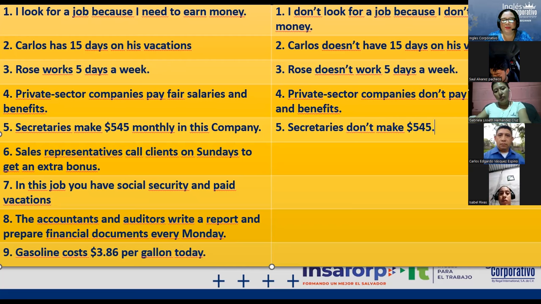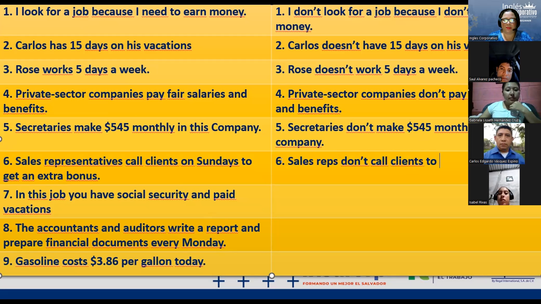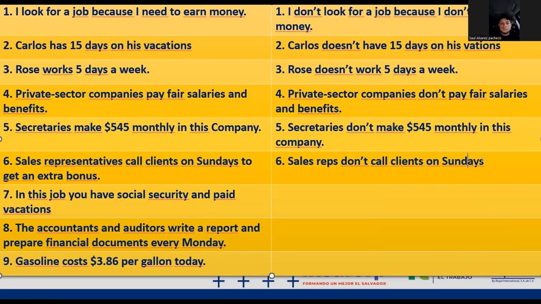They don't make $545 monthly in this company. Very good. There you are. Number six. Sales representatives don't call clients on Sundays to get an extra bonus. All right, number seven.